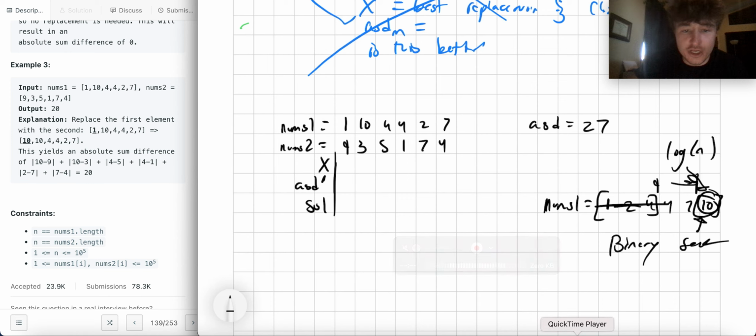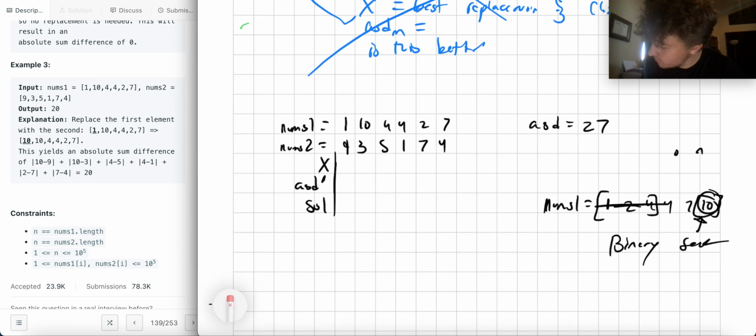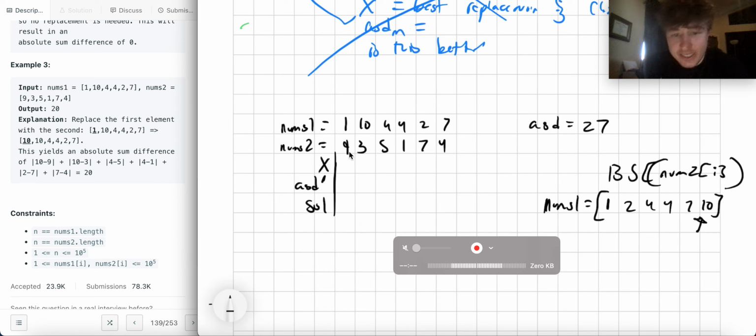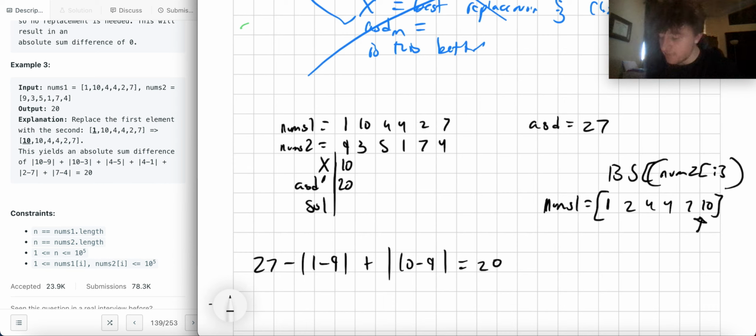Okay, so basically you look at 9, you say, okay, who's the closest neighbor to 9? And you look inside of this array. You do a binary search here on nums2 of i, so at each index, right? And you say, okay, so our x here would be 10. So our solution would be 27 minus what it used to be, 1 minus 9, plus 10 minus 9, because our x value is 10, and that gives you 20. So before I thought my solution would be 27, because that's what it initially would be if you made no changes, and now it's 20.